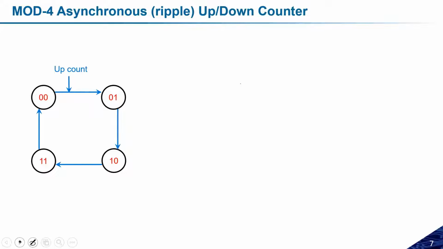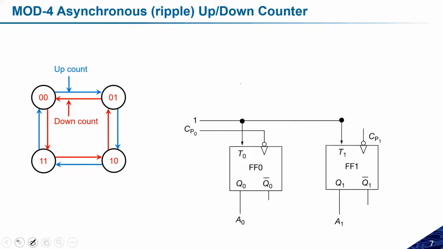But if the sequence is opposite, like 11 to 10, 10 to 01, then 01 to 00, then 00 to 11, we can call it the down counter sequence. So the up-down counter is a single circuit that can act as an up counter as well as a down counter. Now I just told you how the up counter and the down counter are different from each other. Keep those things in mind, and let us see here.